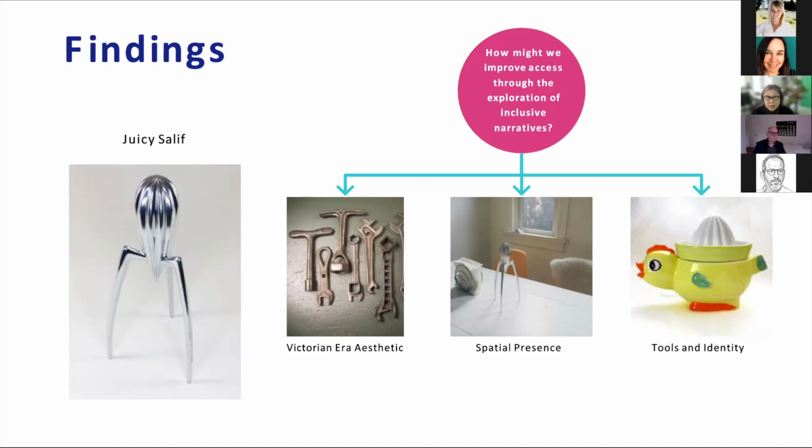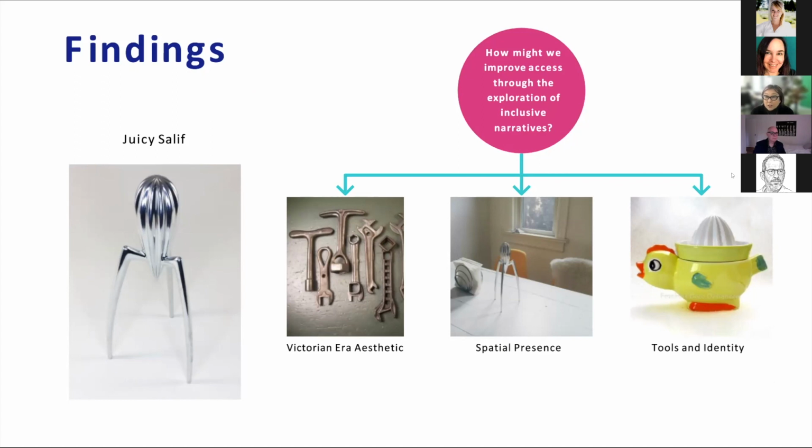One of the narratives, which is represented in that photo just second to the left, is about the Juicy Salif projecting a Victorian era aesthetic. And this is something new that probably would not have come out just from a visual examination of the object. So the participants really focused on the object's tactile qualities to come up with this kind of new narrative about this object.